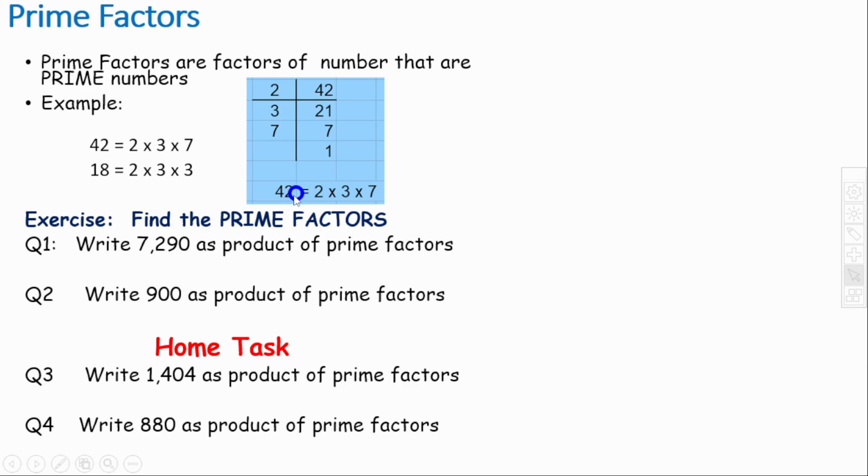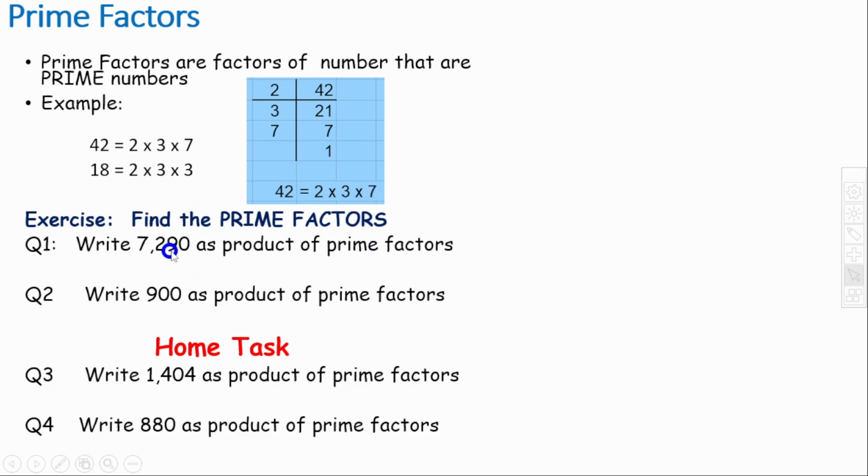The prime factors of 42 are 2, 3, and 7. Now, let's do a couple of exercises. Find the prime factors of this number, 7,290, and make it a product of its prime factors, just like we did here. Let's try to do that.